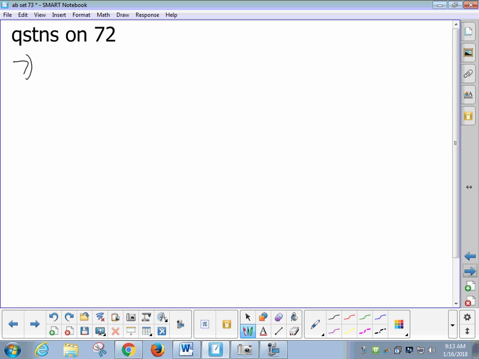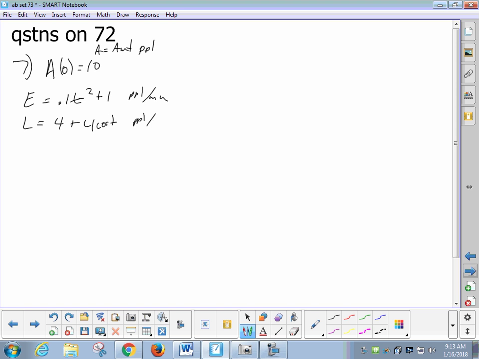At time equals 0, there are 10 people in the store. At time equals T, I'll let A equal the amount of people. People enter at a rate of E(t) equals 0.12t squared plus 1 people per minute, and leave at a rate of L(t) equals 4 plus 4 cosine t people per minute. Give an expression involving an integral for the people in the store at any time T.